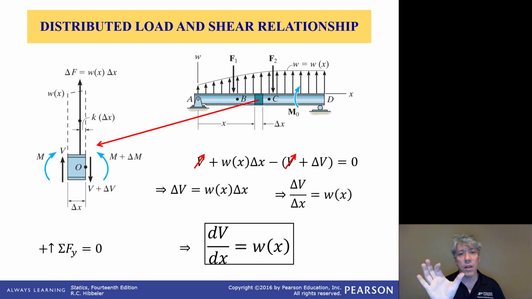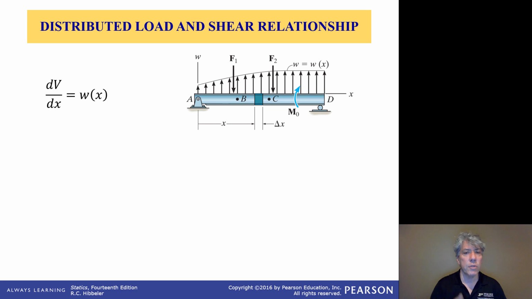And then if we allow the width of this little segment that we've taken to go to 0, well, then what we'll have is differential amounts. We'll have a differential change in the shear across the width, divided by a differential width dx. And so this is the differential equation that relates the rate of change of the shear with respect to changing position, to the distributed load.